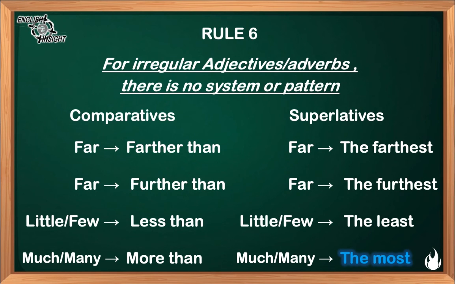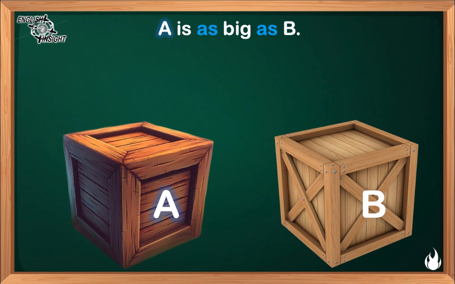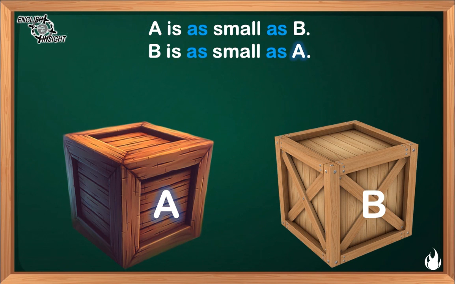The following kind of comparison is to say that there is no difference between the things which are being compared, in this case the size. A is as big as B, and B is as big as A. There is no difference. The adjective remains in simple form, and we can also use the antonym, in this case small. A is as small as B, and B is as small as A.